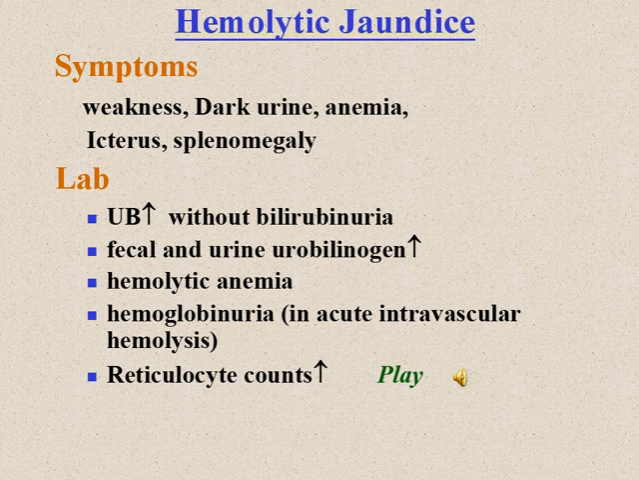In acute intravascular hemolysis, sometimes hemoglobinuria is found and reticulocyte count increases. The most important lab diagnosis is the unconjugated bilirubin level in blood increases with urine urobilinogen.